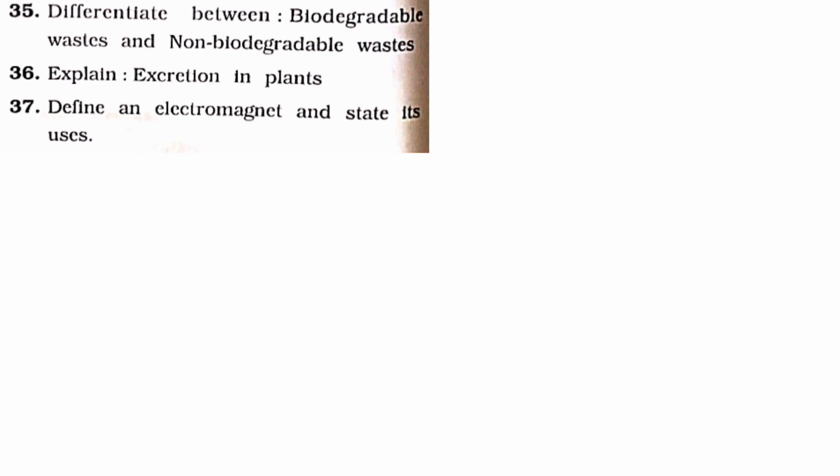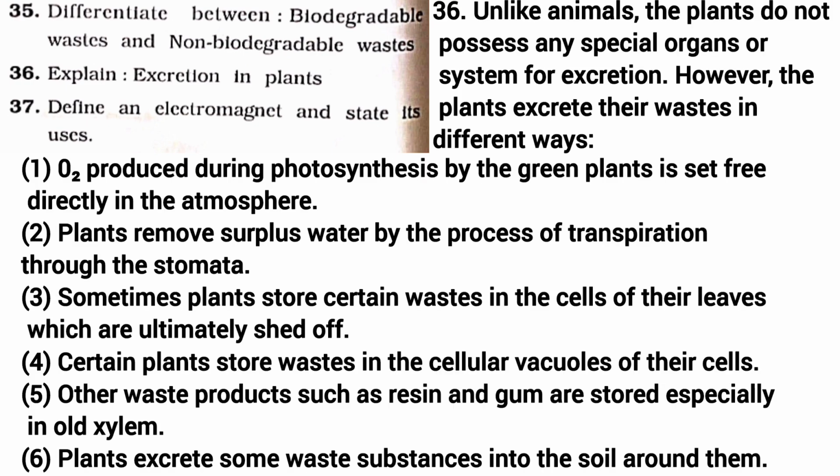Question number 36. Explain excretion in plants. Answer. Unlike animals, the plants do not possess any special organs or system for excretion. However, the plants excrete their waste in different ways. Number 1. Oxygen produced during photosynthesis by the green plants is set free directly into the atmosphere. Number 2. Plants remove surplus water by the process of transpiration through the stomata.